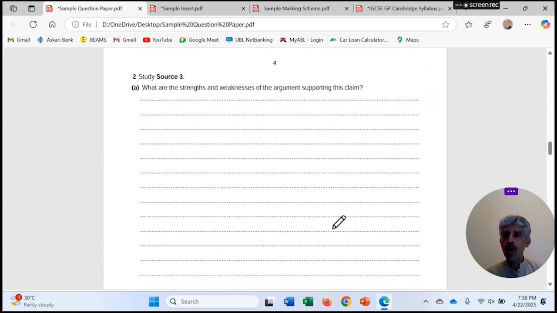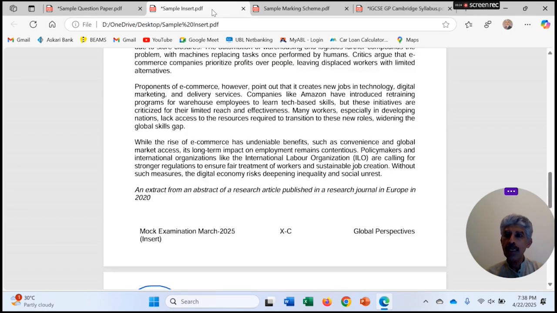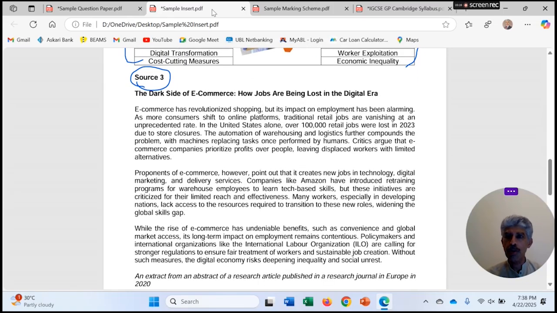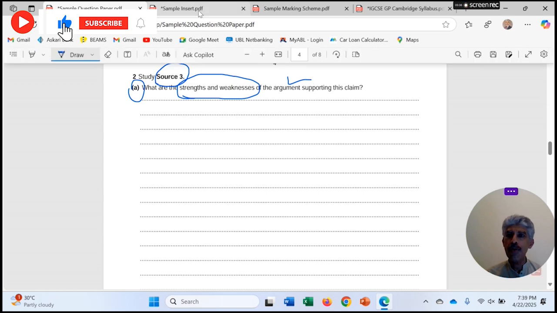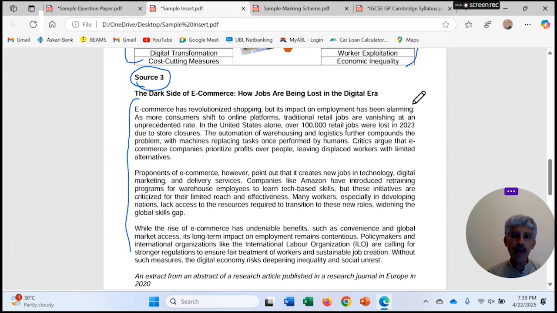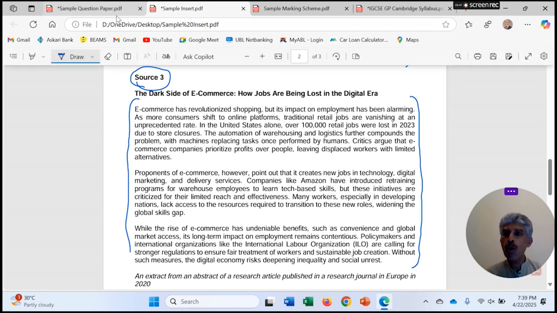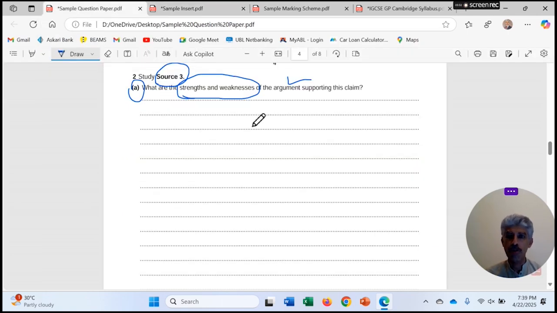Here is question number 2. Question number 2 is particularly related to source 3 of this insert. So it means that question number 2 is related to this particular source, source number 3, and it has 2 parts. 2a is related to the strengths and weaknesses of the argument. And which argument? Talking about the whole of this argument. So we are supposed to analyze the whole of this argument, how strong this argument is and what the weaknesses of this particular argument are.